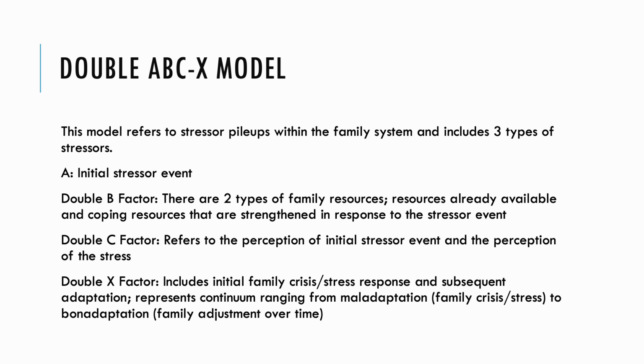Now we move on to the double ABCX model, which refers to stressor pileups within the family system and includes three types of stressors. The A, as we all know, represents the initial stressor event. The double B factor represents two types of family resources, which are resources already available and coping resources that are strengthened in response to the stressor event.